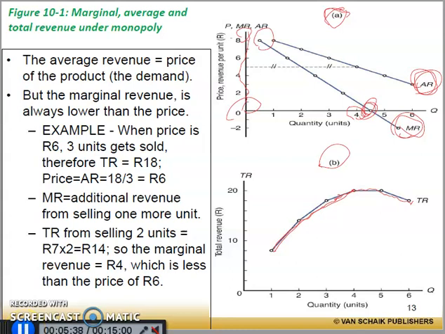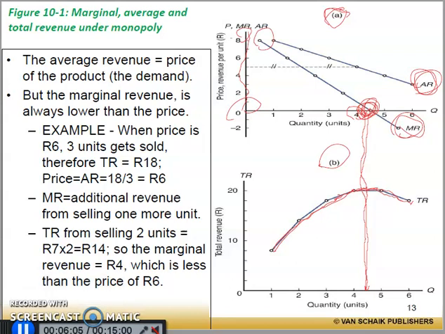And where marginal revenue reaches 0, total revenue reaches its maximum. That's around the same point where marginal revenue reaches 0. And when marginal revenue becomes negative, our total revenue starts to fall.